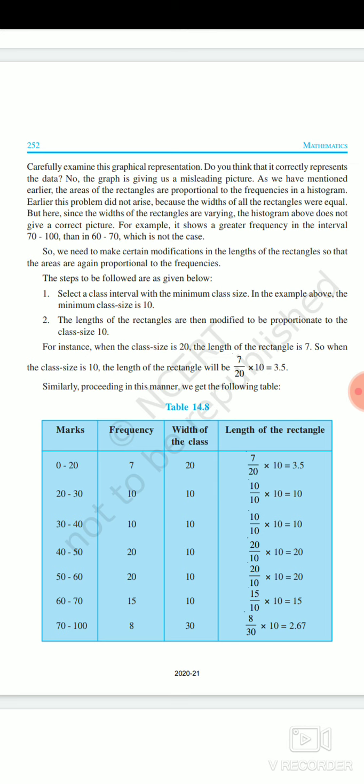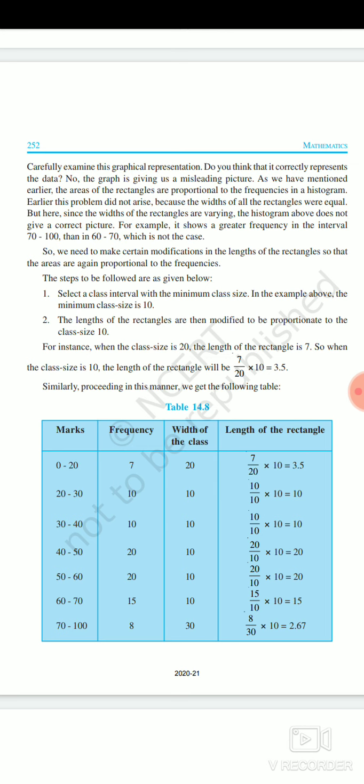Similarly, for 30 to 40, the class width is 10 and your decision is also 10, so 10 by 10 into 10, answer 10. For 40 to 50, the frequency is 20, the class width is 10 and your decision is 10, so 20 divided by 10 into 10, that is 20. 50 to 60, there is no change. 60 to 70, there is no change. Original frequency divided by 10 into 10.